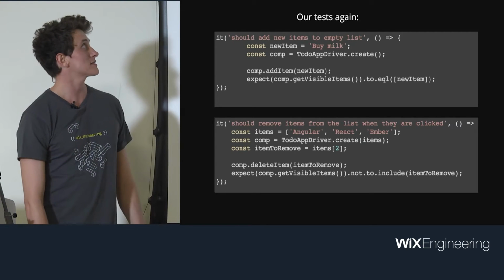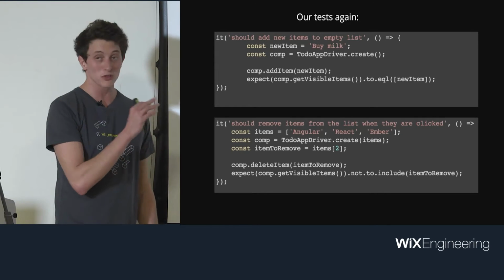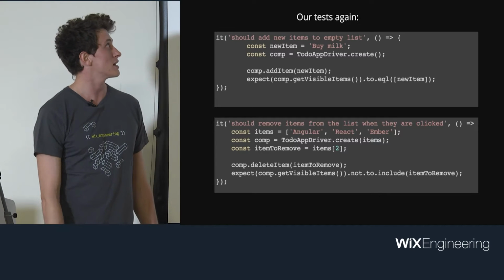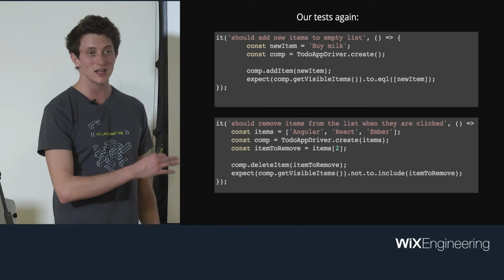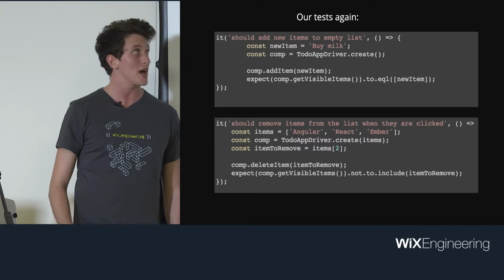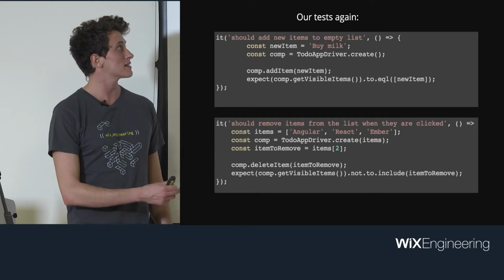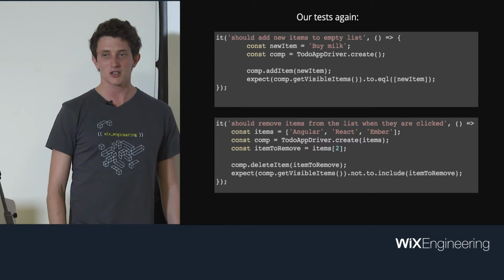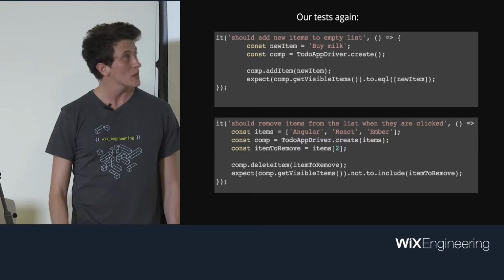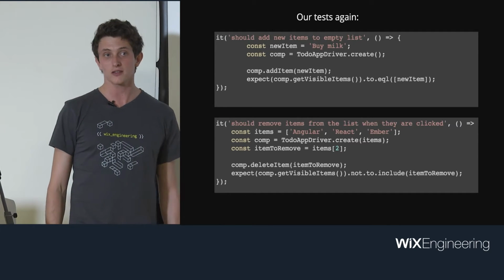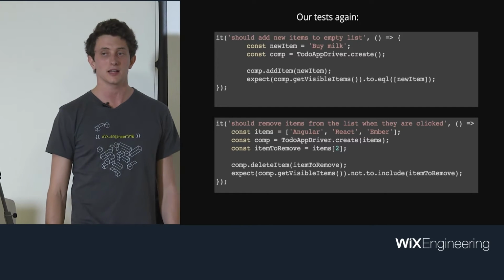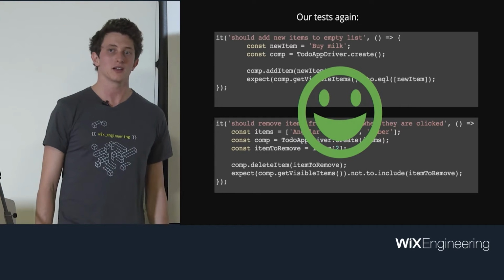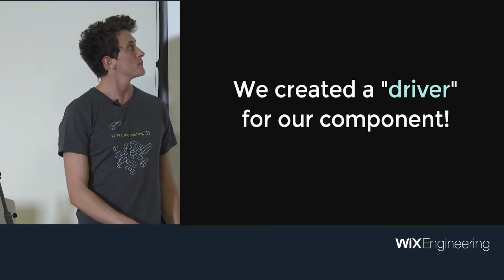The first test reads pure English. Almost pure English. It should add items to an empty list. Now we have component.add item receives the item, the string we want to add, and then we have an expect that the visible items is equal to the item we want to have. We hid all our implementation details inside a class, and the test is short, clean, and very readable. That's a green smiley face.